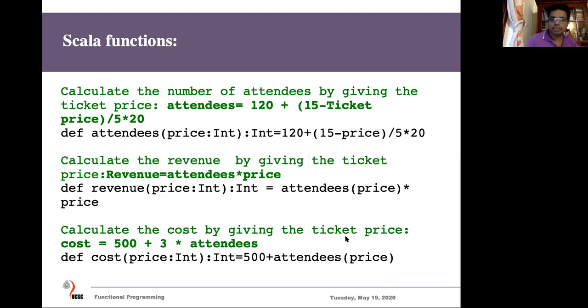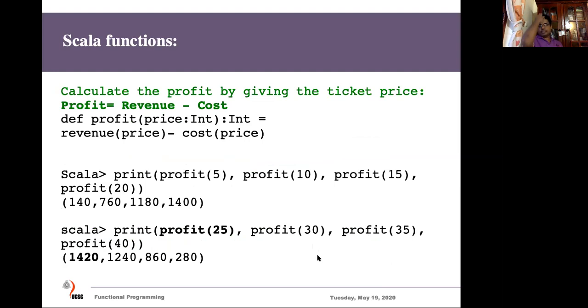Similarly, I can calculate the cost function by giving the ticket price. I pass the ticket price to the cost function. Then I calculate the cost. Cost is 500 plus attendees multiplied by 3. Here you see I made a mistake again. I forgot the 3. So it should be 500 plus attendees multiplied by 3. So that is the cost. So these are the 3 basic functions. Then my profit is revenue minus cost.